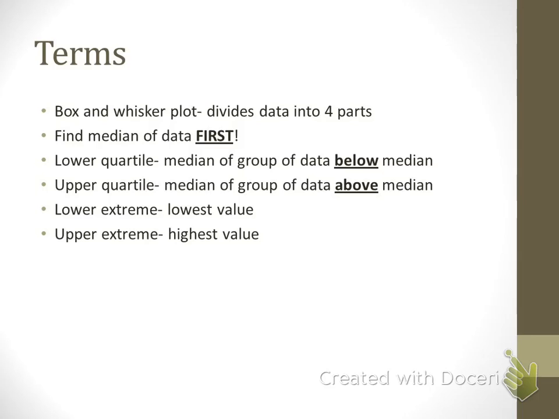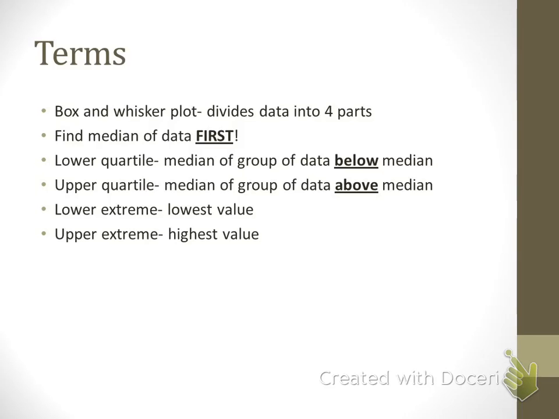After you find the median, we're going to find our quartiles. We call them quartiles because we're breaking the data into 4 parts. The lower quartile is the median of the group of data below the median of the data. The upper quartile is the median of the group of data above the median. And then the lower and upper extremes are just our lowest and highest values.